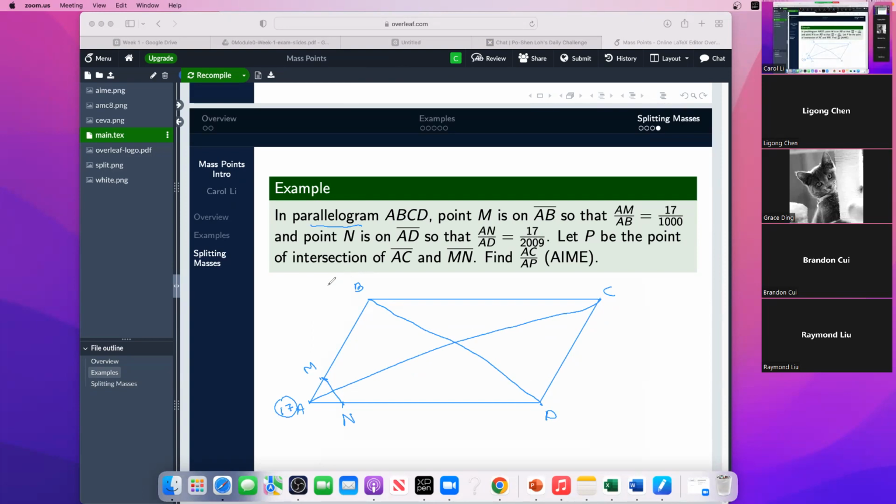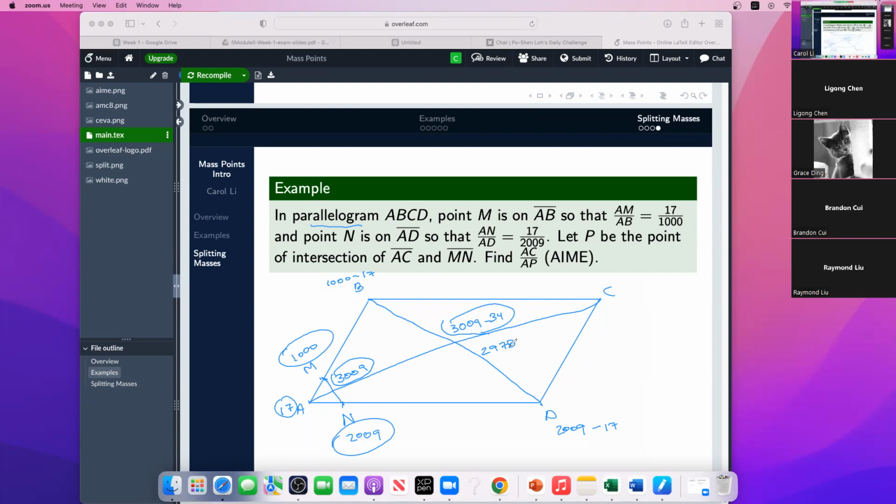This would be 1,000 minus 17, but you know this is 1,000. And then this is also 2009. This is 2009 minus 17. So you get 3,009 as the ratio. And this would be 3,009 minus 34. And I believe that is 2,975, right? Okay.